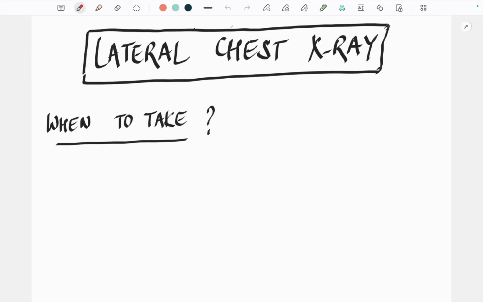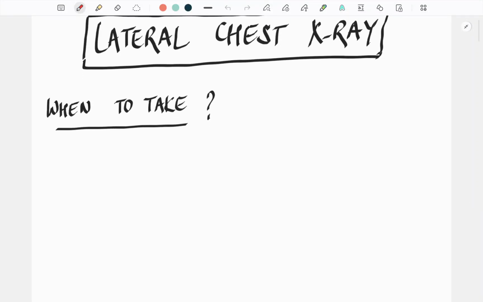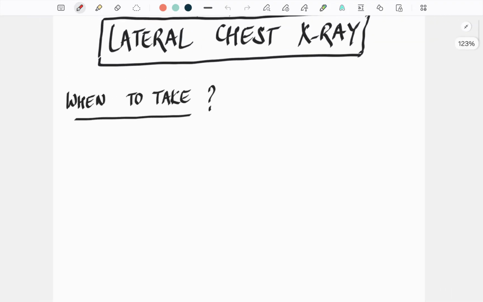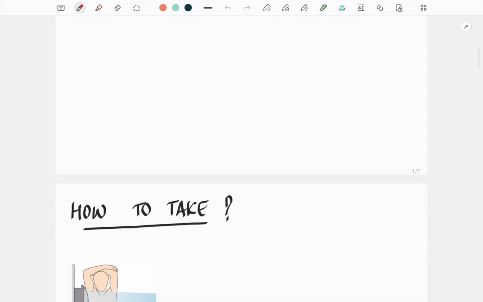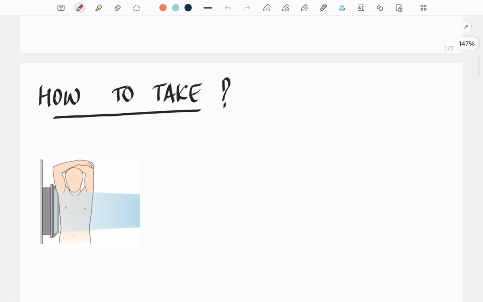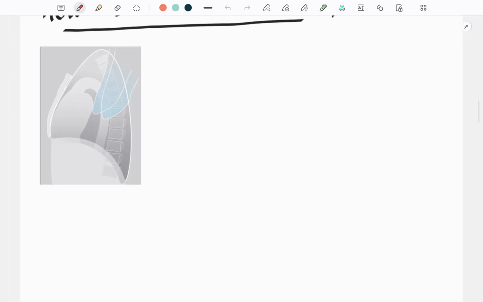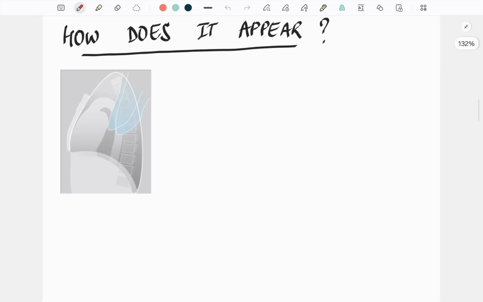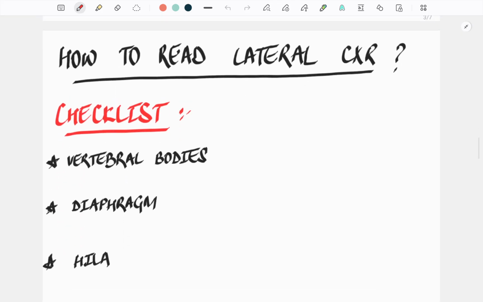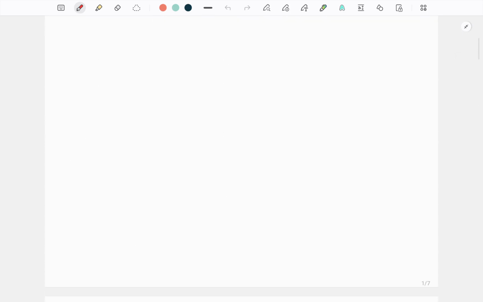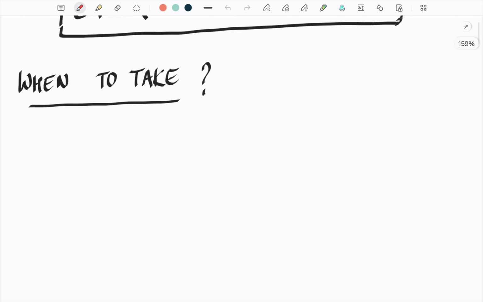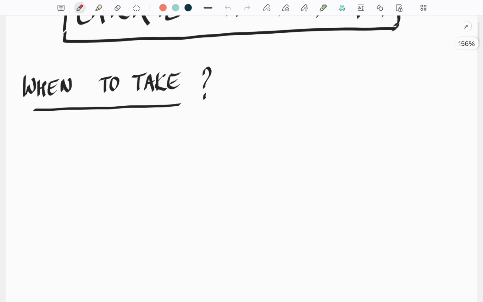Hello students, today we'll discuss the lateral chest x-ray. When should we take a lateral chest x-ray, what are the requisitions for a lateral chest x-ray, how to take a lateral chest x-ray, how does it appear, and how to read a lateral chest x-ray, what are the points used in assessing the lateral chest x-ray.